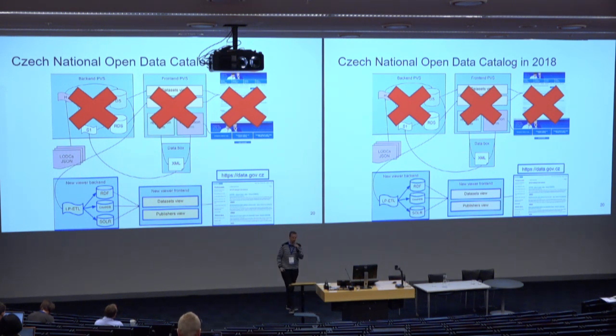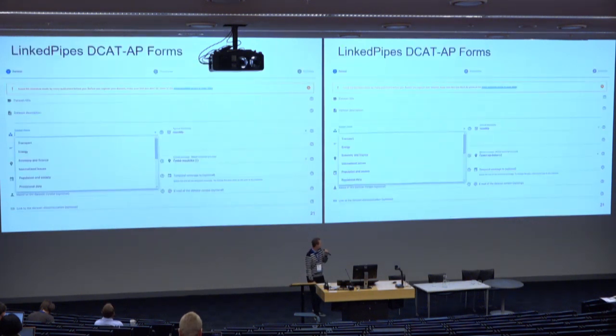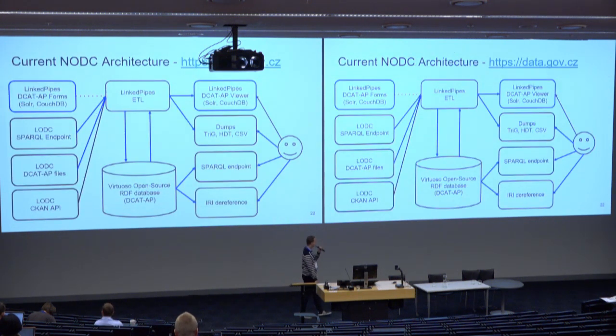And we were tasked with re-implementing the backend and the registration forms. So we did that. The registration forms now became a pretty nice web form with autocomplete, validation, help, and all this. This is, by the way, a standalone application producing DCAT-AP records. This is actually still the current architecture of the National Open Data Catalog.